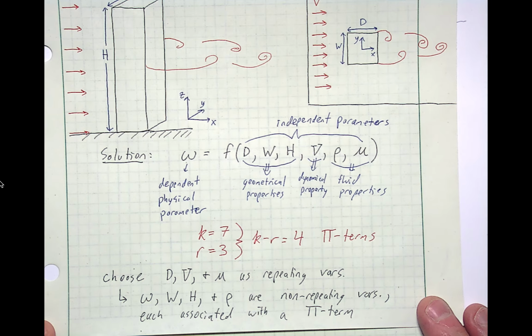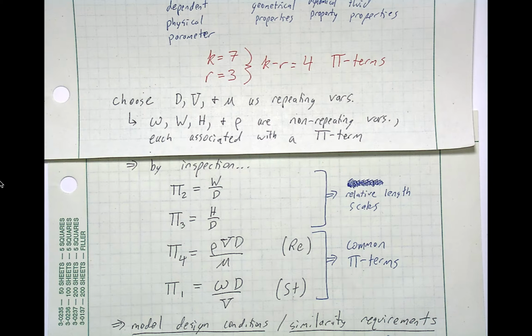First of all, if we look at pi 2 and pi 3, where I'm labeling the pi terms associated with these 4 non-repeating variables as pi 1, pi 2, pi 3, and pi 4, I'll start with pi 2, which is associated with w, which is just a length, a geometrical property of the system. And inside our set of repeating variables, we have one that is just a length.